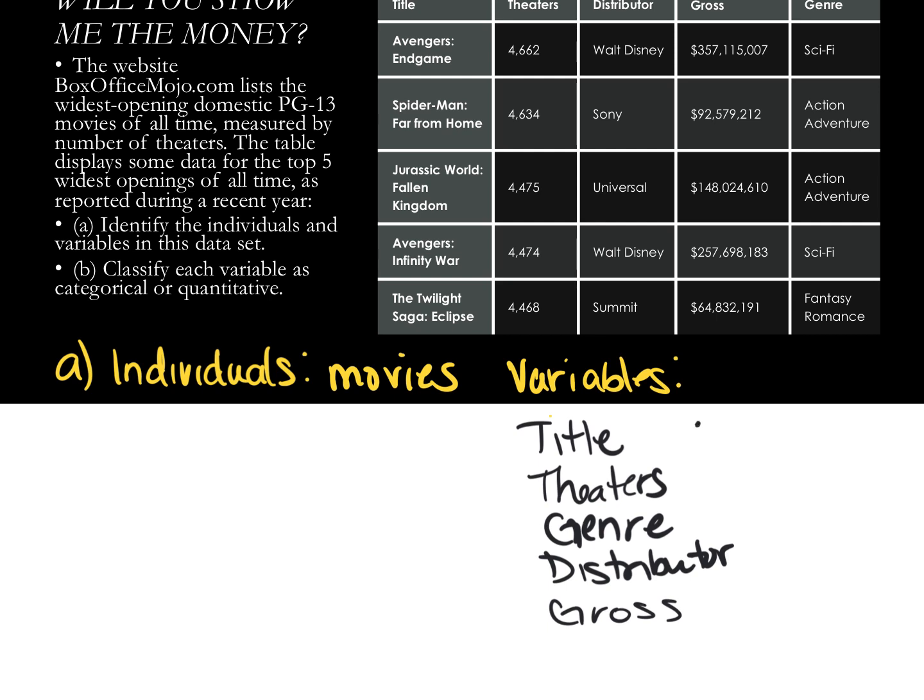Title. Genre. And distributor. Now, title could possibly be called an identifier because it's not really a category, it's just the name of the movie. So we might want to say identifier.